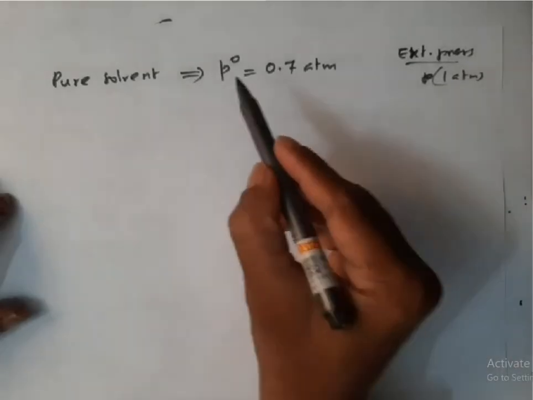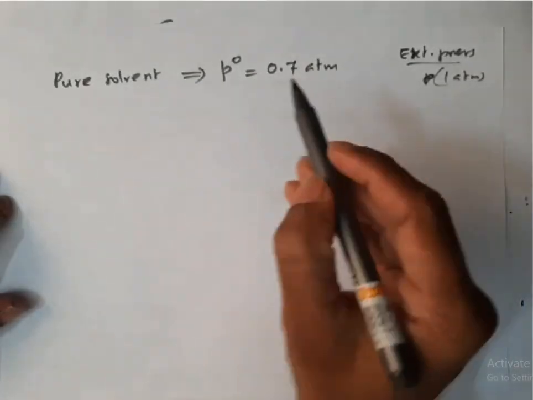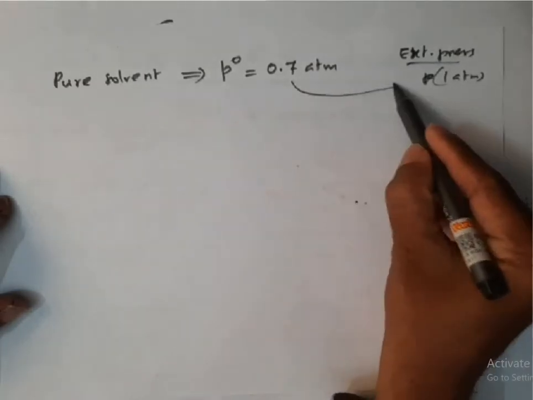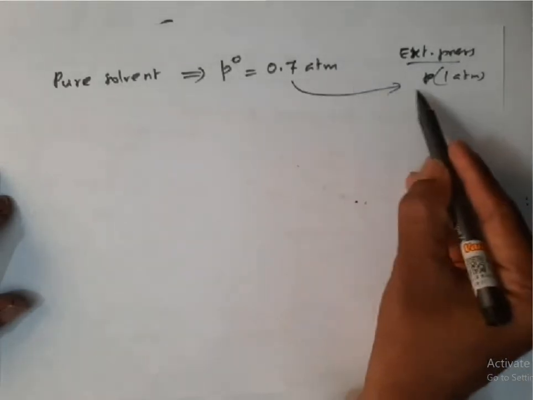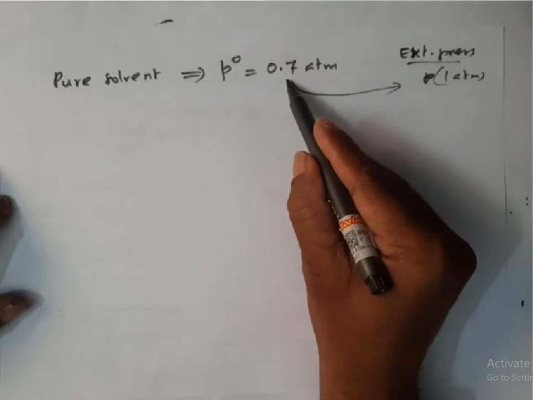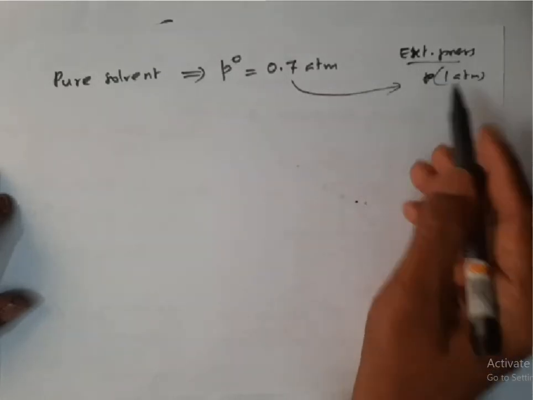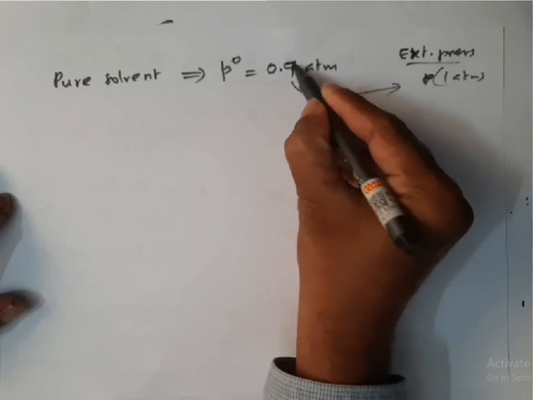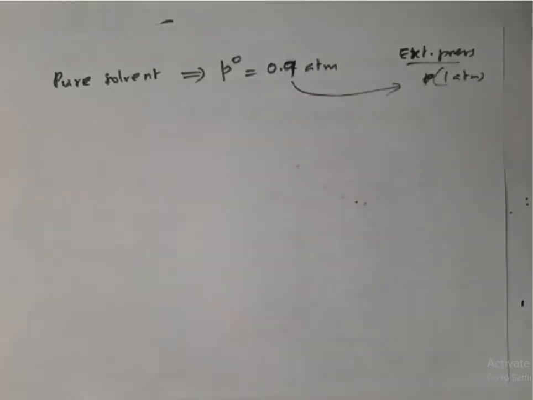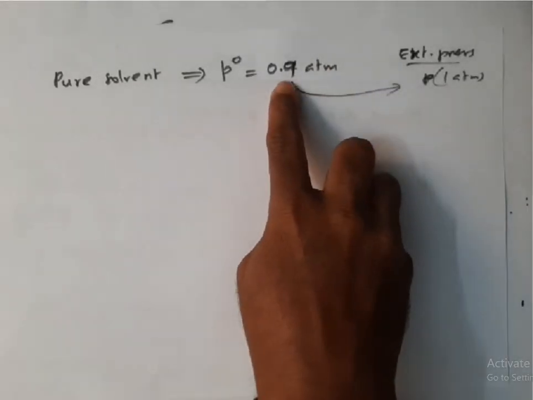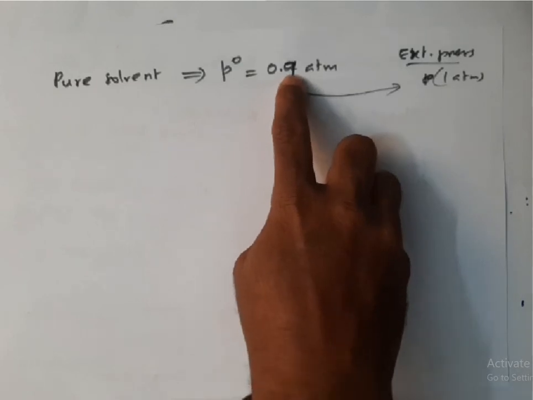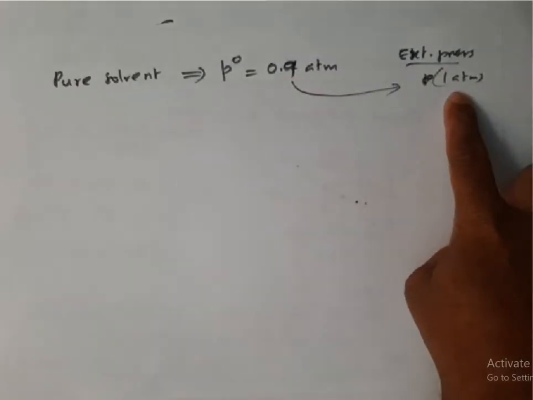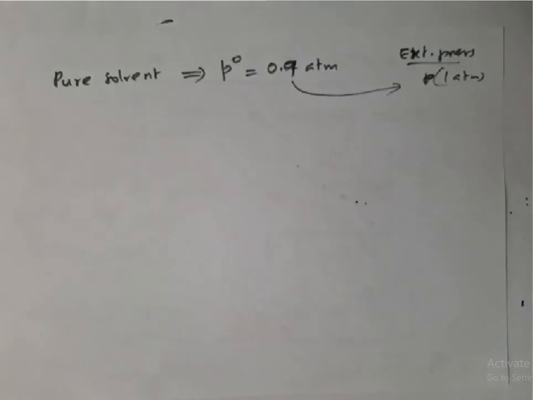So if you heat the solvent, it is very easy to get 1 atmosphere because it is 0.7. Or let me take this even 0.9. Vapor pressure of pure solvent is 0.9. Atmospheric pressure is 1 atmosphere. Students, when will you get the normal boiling point?